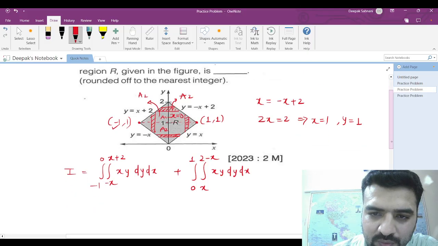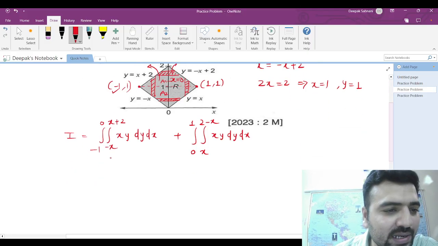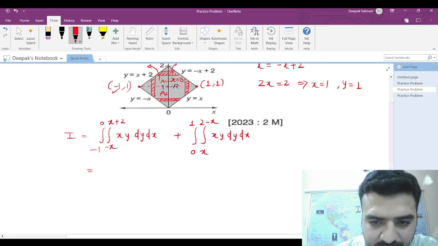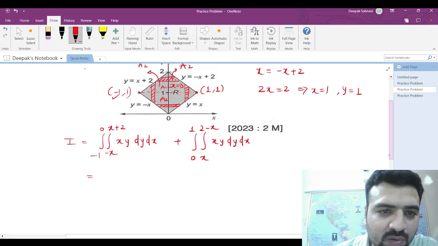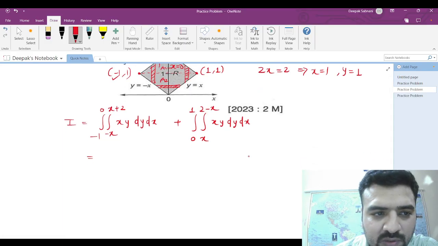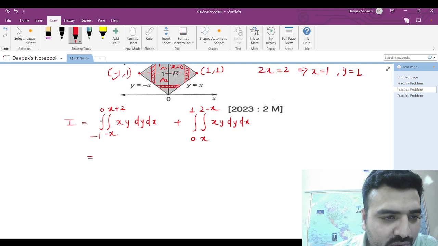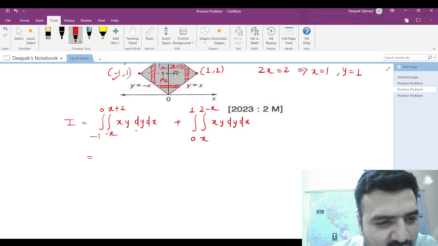Okay, so now you can simplify it. This is a very simple integration. My aim is that all of you can understand, so I'll solve very slowly. So how to solve this 2D integration? If you're solving with respect to y, keep all x terms constant.